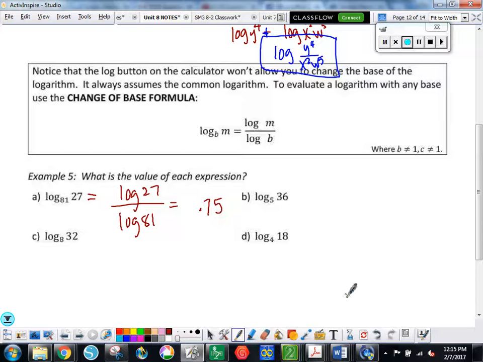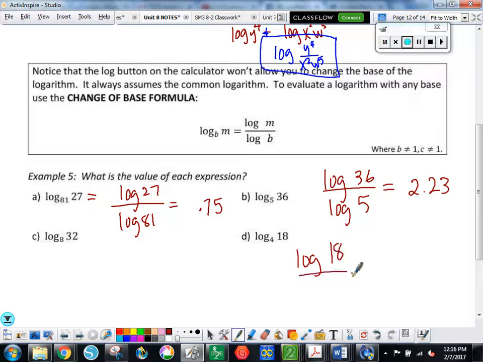Okay. So how would you plug part B into your calculator if you had to use a change of base formula? It would be log of what? 6 over 5 is what? Do you feel like I need to keep giving you examples, or are you okay with it? Part B is what? Log of 16 over log 4.